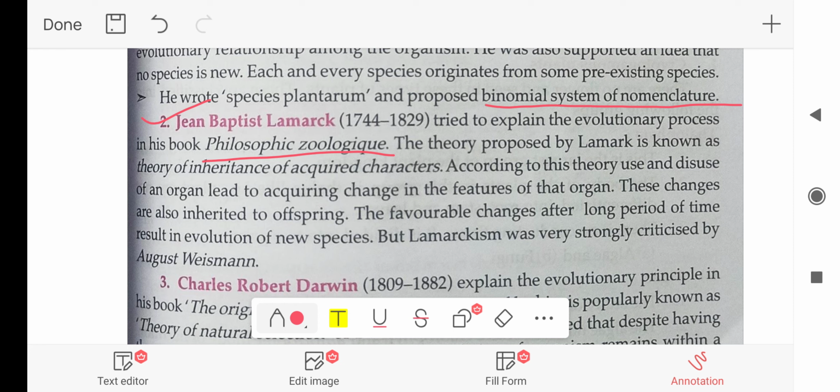So he is trying to say that the way we use or disuse any organ results in acquired change in the features of that organ. And these changes are also inherited by offspring. The favorable change, after a long period of time, results in evolution of new species. Favorable change means a change which becomes beneficial for that species. But Lamarckism was very strongly criticized by August Weismann.